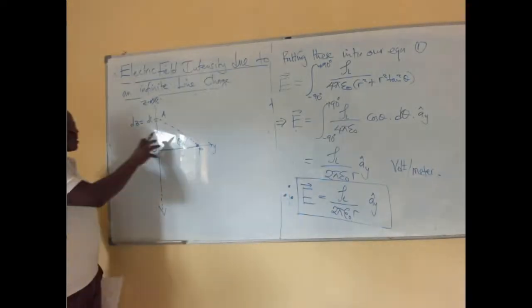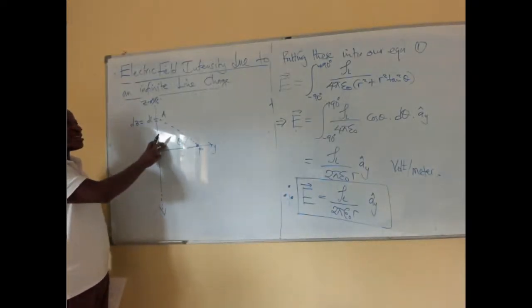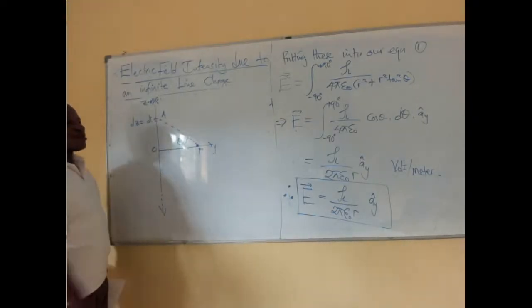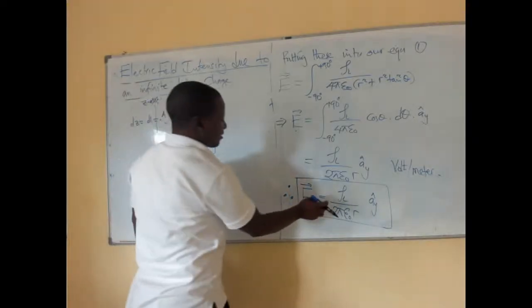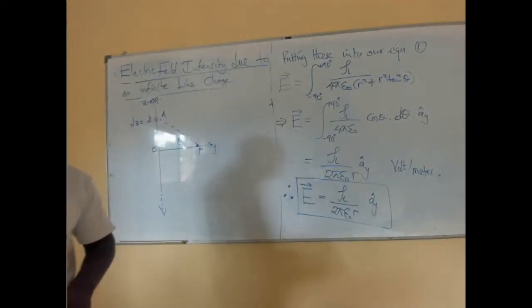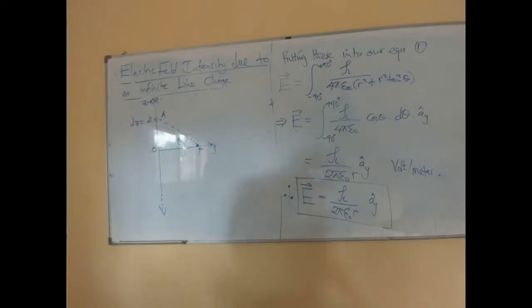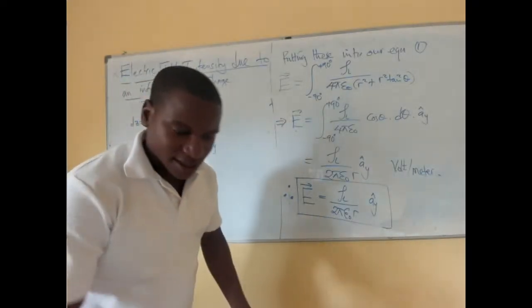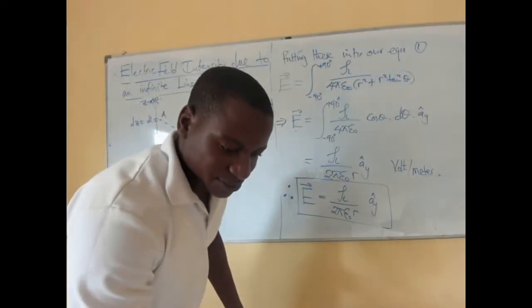Produce the diagram first in all the questions of this nature. Then from there now you are able to derive whatever you need from the diagram, and then you are able to come up with the final expression for the electric field density. Okay. That having been said, we shall continue.